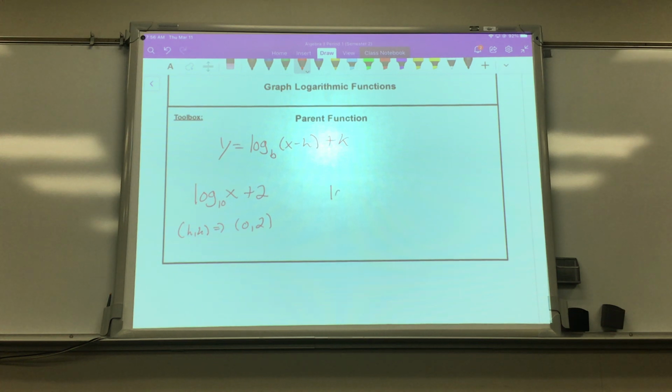Now, if I was to say log base 10 of x plus 2 in parentheses, that is where your hk value is negative 2, 0. Because again, we always think opposite of h, or opposite of x, right? Opposite of what we're seeing, and then what we see with k. So look for the parentheses. That's where your h value will be. You guys see the difference there?